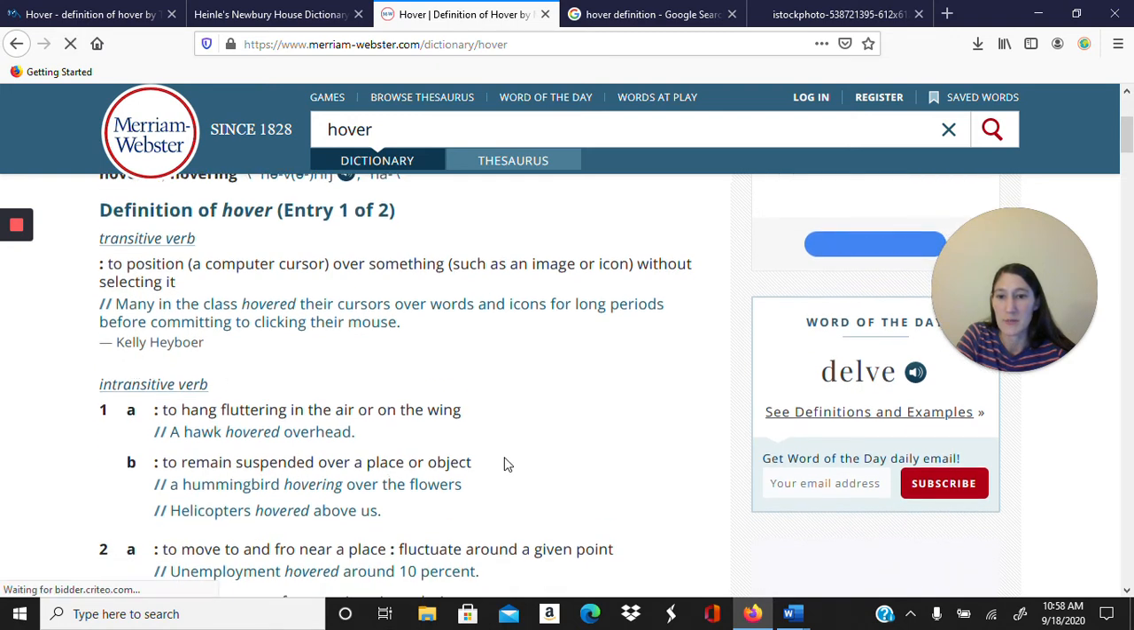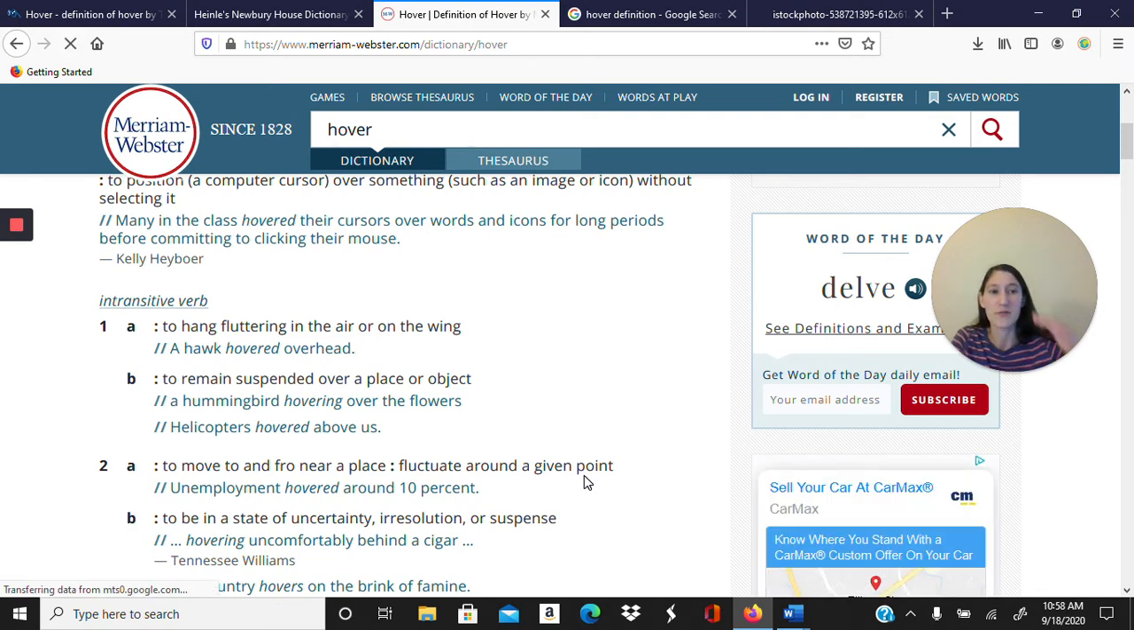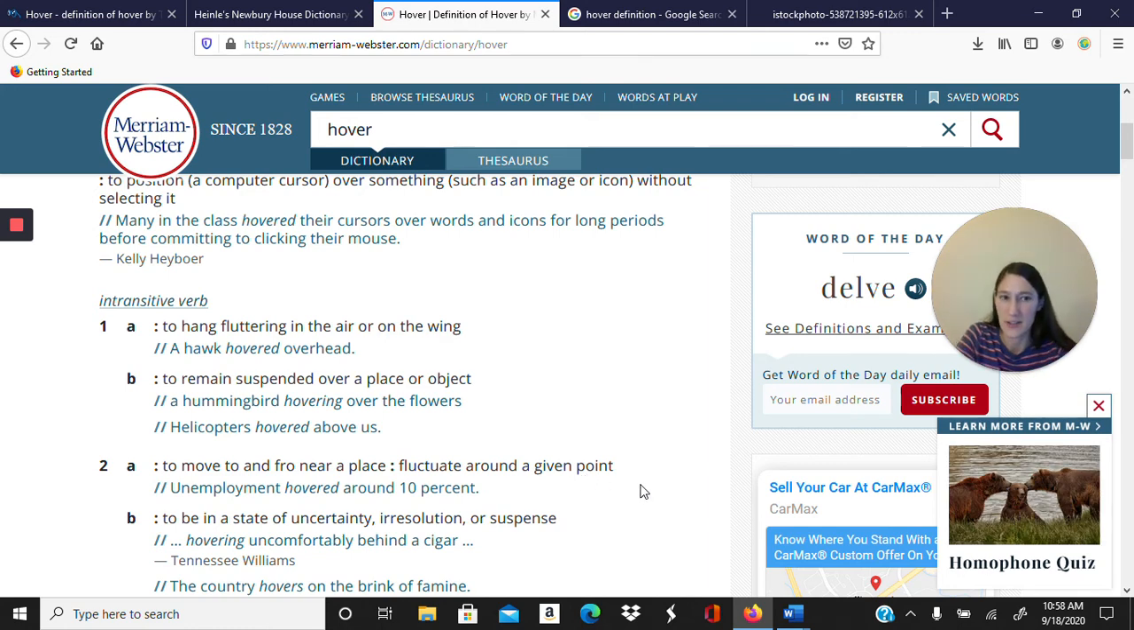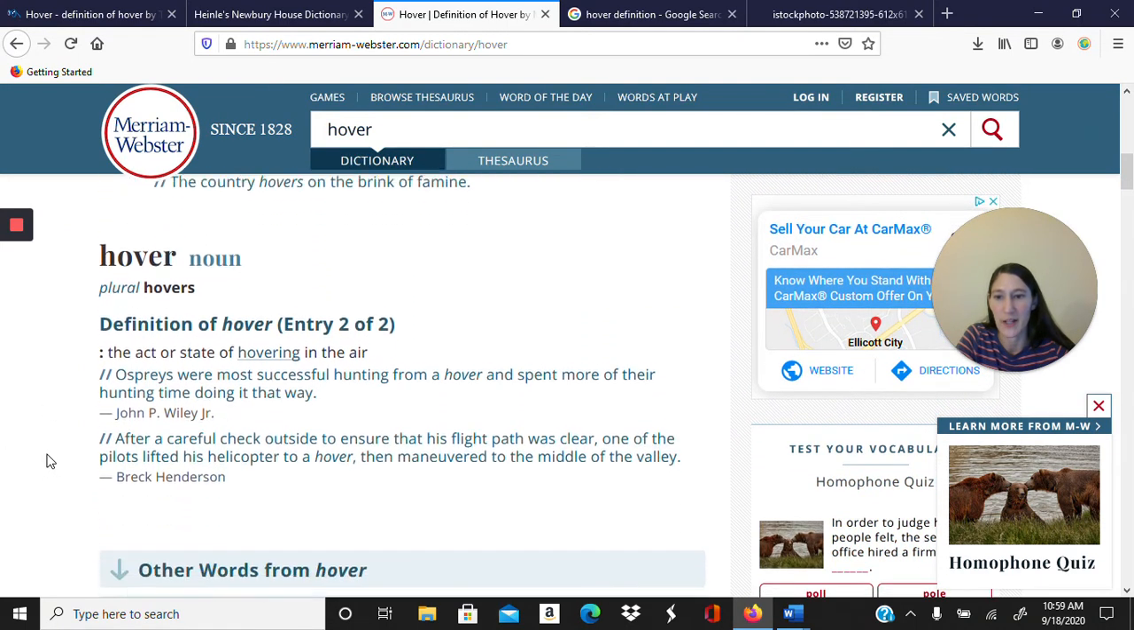To remain suspended, to move to and fro near a place, fluctuate around a given point. That really works with our sentence, right? Okay, of the temperature is fluctuating, right? So moving just a little bit. So it's right around 95, maybe 93, maybe 94, maybe 96, maybe 97, but right around. That definition really fits my context. So now I really understand what that means, okay? And I can look at the examples to get more information, okay?